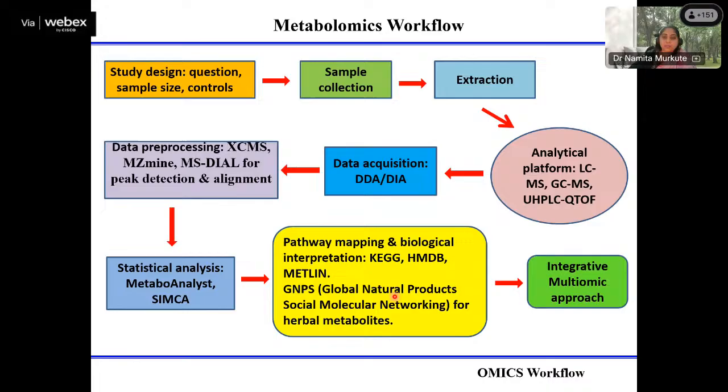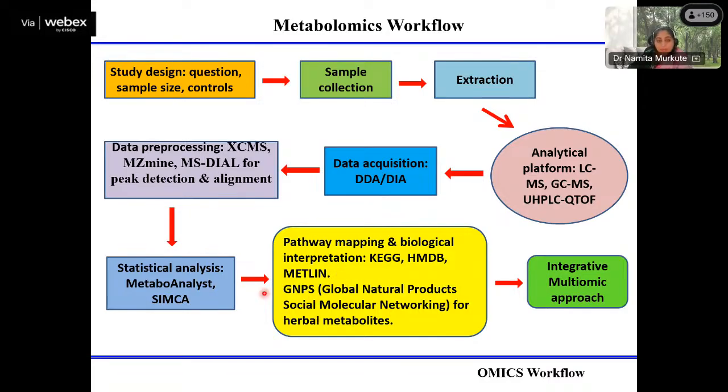Now, this is done by different databases that are only for pathways, identifying the pathways of your candidates of interest, those 100 candidates. This is done by KEGG, the HMDB database and METLIN. HMDB and METLIN are only for metabolomics.